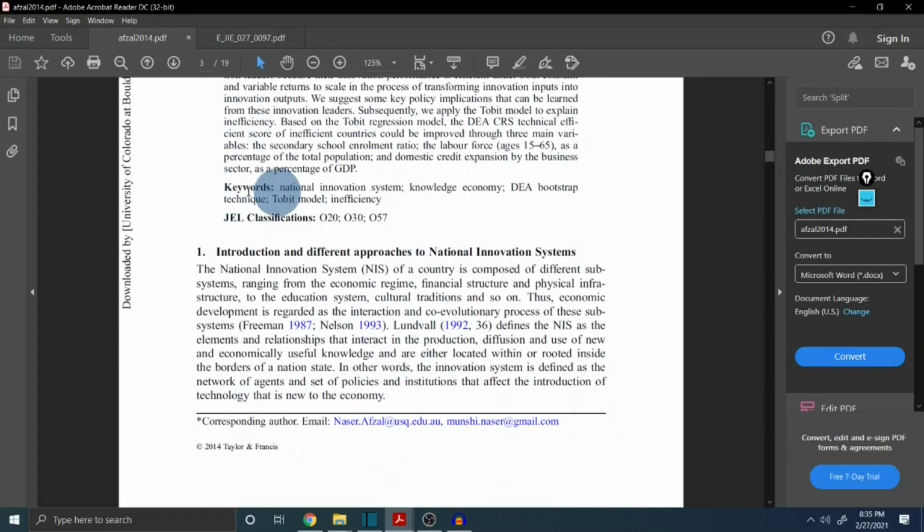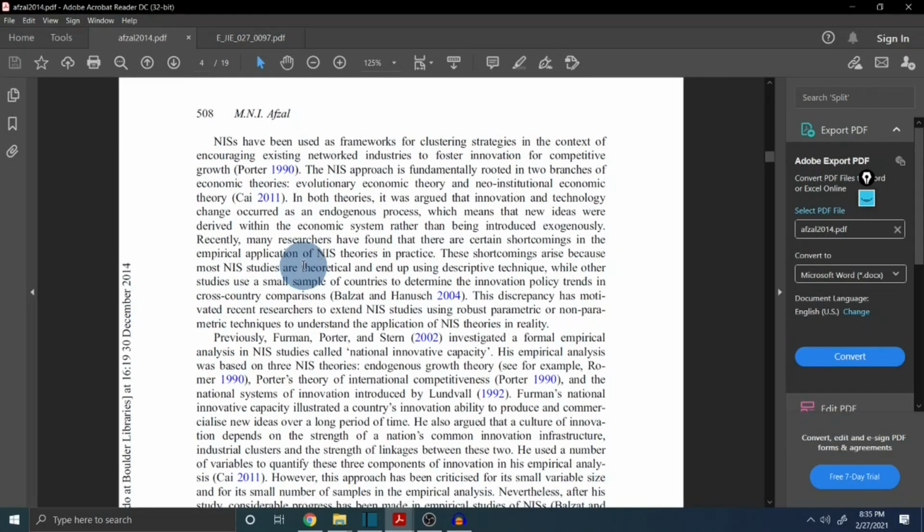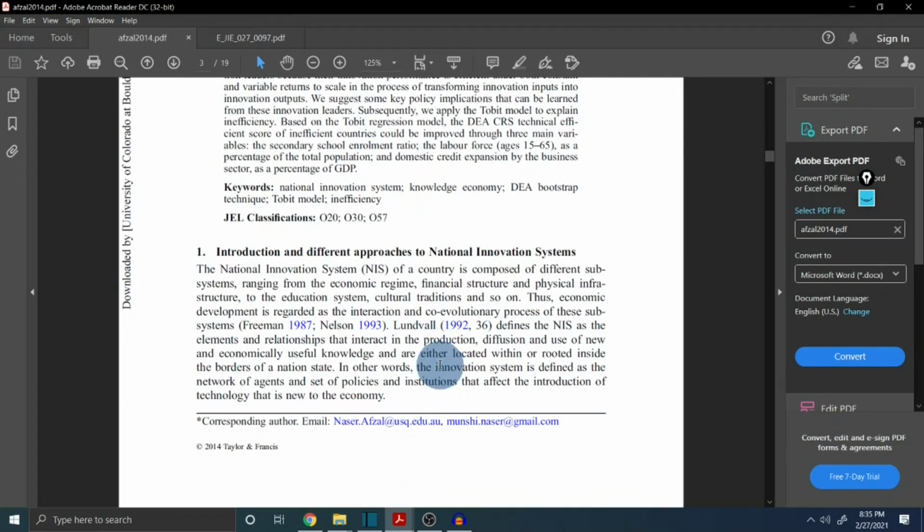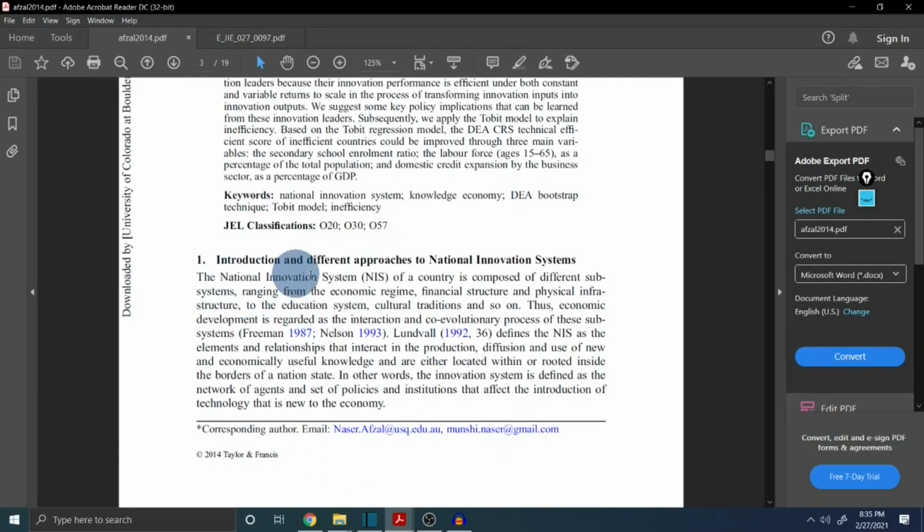And then you put the keywords, JEL classifications, and then the introduction. In the introduction, I would like to give a little bit of emphasis that you first set up your platform, that is, where and what you would like to investigate in this particular article. What I have done, I started my article with the definition of what National Innovation System means.